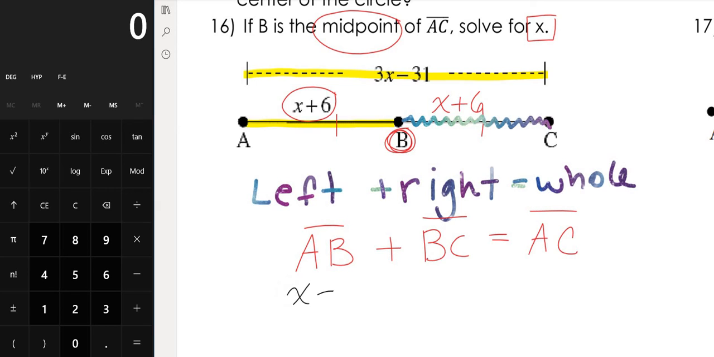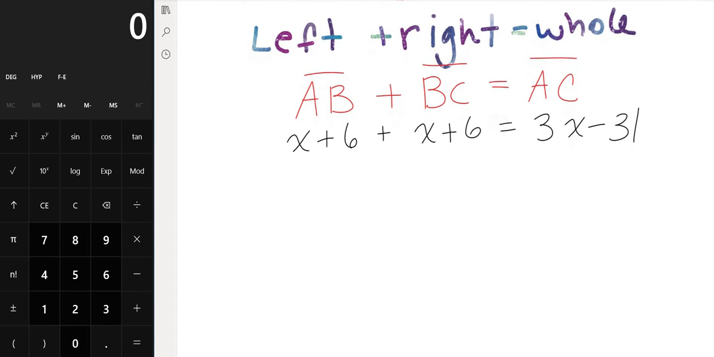AB is x plus 6 plus BC, which we now figured out is also x plus 6, equals the whole thing, 3x minus 31. Now this is a simple equation here. I just need to go ahead and solve. So let's go ahead and solve.